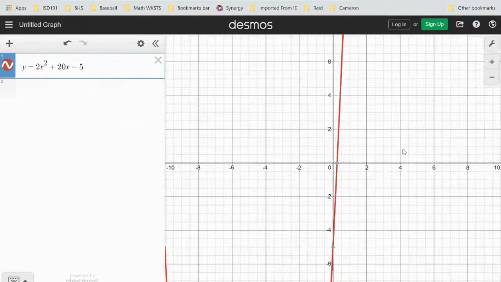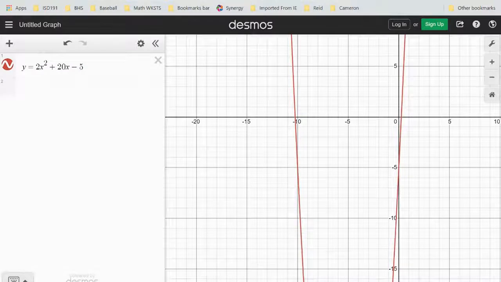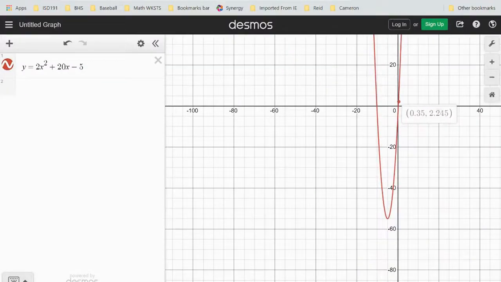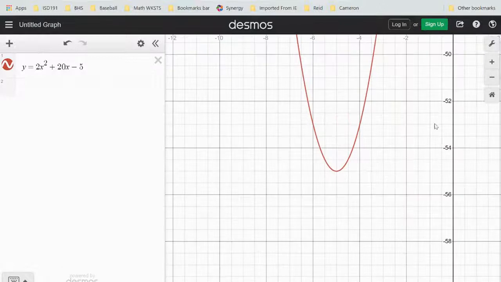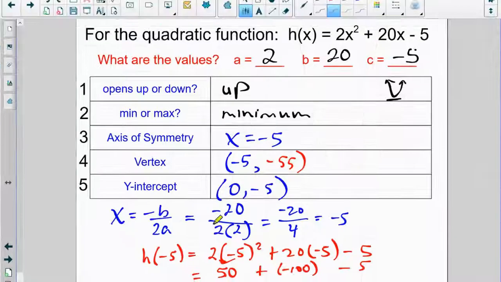All right, so let's look at our equation. Zoom back out. Oh, man, what's going on? Zoom way out, way out, way out. There it is. All right, my vertex. Remember how we said it was really small, really low? Click on my line. There we go. My gray dot appears. All right, look at that. My x-coordinate's -5. My y-coordinate's -55, and that's the vertex, the lowest point. So we did get the correct vertex.